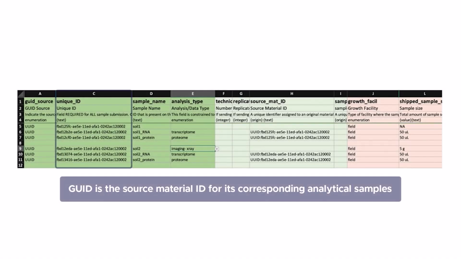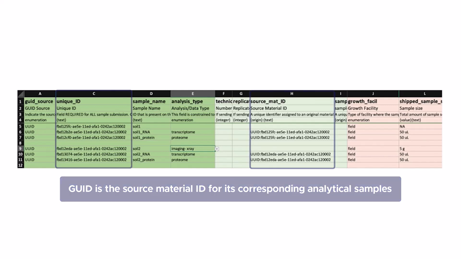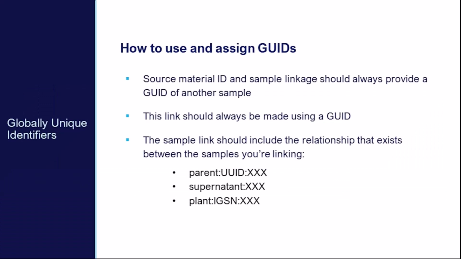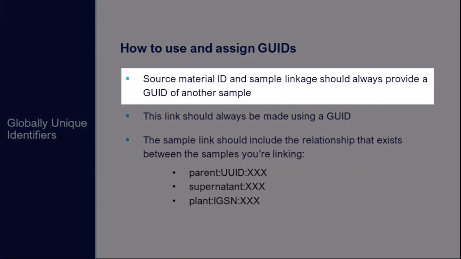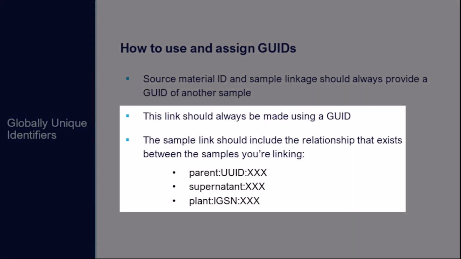Here you will see that the globally unique identifier that I've assigned to the experimental sample is the source material ID for its corresponding analytical samples. This allows you to connect the experimental sample, or source material, to the two analytical samples that are of the same origin. Source material ID and sample link should provide a link to another sample and always be identified using a globally unique identifier, such as a UUID or an IGSN.